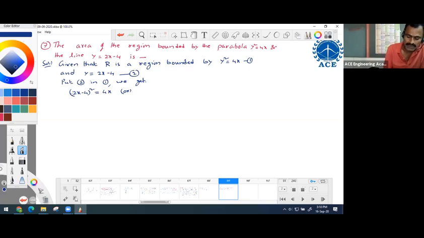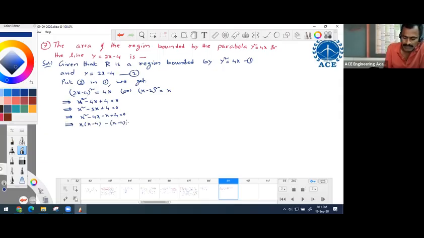If you take the 2 outside, it becomes 2 square, 4. The 4 gets cancelled. Directly, this is just (x minus 2) whole square equal to x, which implies x square minus 4x plus 4 equal to x, which implies x square minus 5x plus 4 equal to 0. 1 into 4, so x square minus 4x minus x plus 4 equal to 0. So x equal to 1 and x equal to 4.